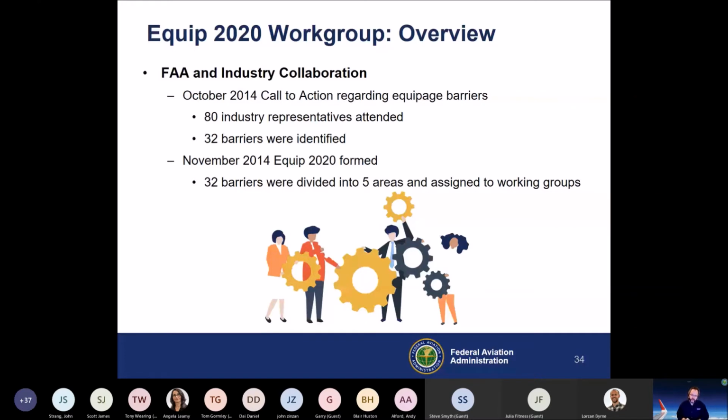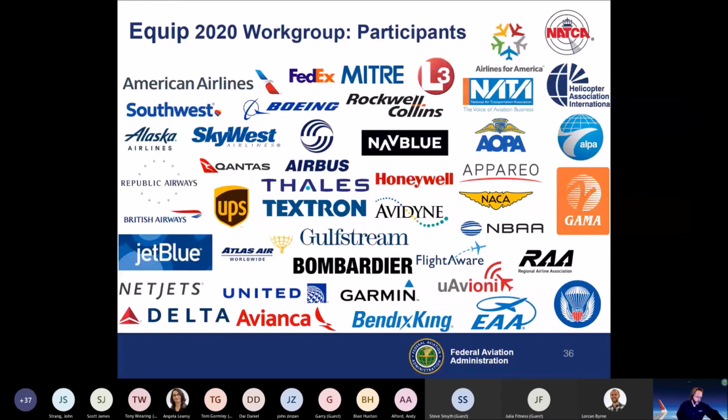And so again, this cross government, industry, and stakeholder group included many different, and really anyone and everyone was invited to participate here. So you had the airlines, aircraft manufacturers, unions like NATCA, the associations like AOPA and ALPA. Really anyone who had a stake, who was interested in participating, played a part.